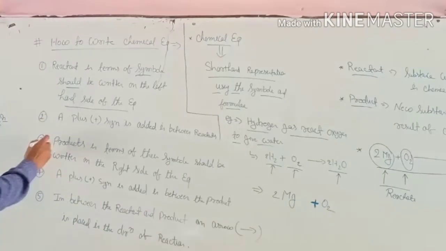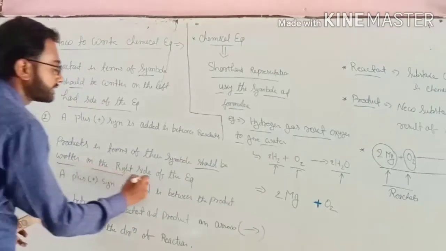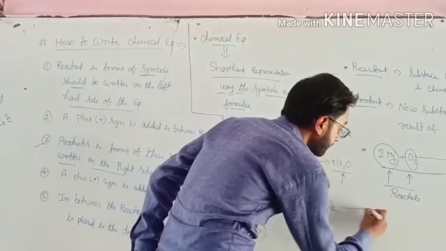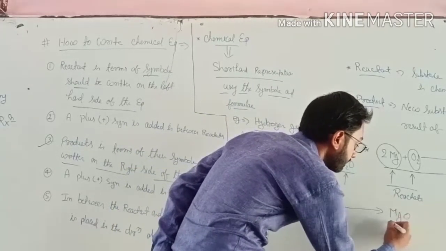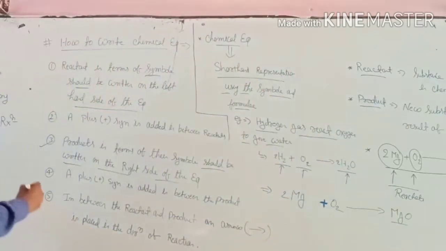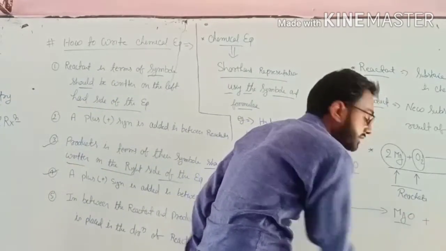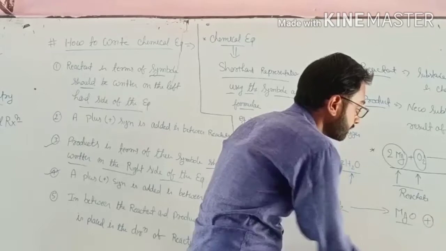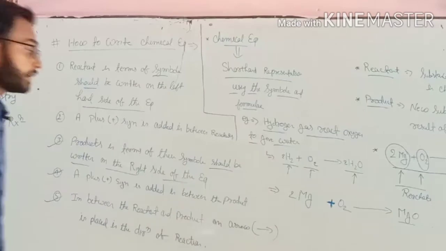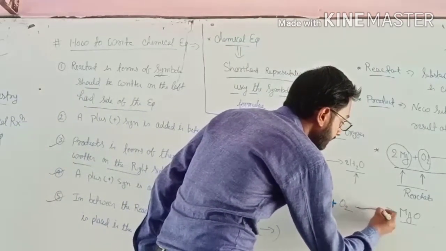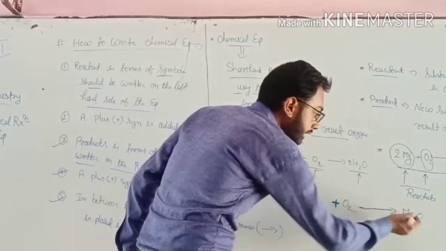And the third point tells us that products, in terms of their symbols, should be written on the right side of the equation. When we burn magnesium with oxygen, it forms magnesium oxide, so it is on the right side of the equation. And the fourth point tells us that if there is more than one product, then you should place a plus sign in between the products, but there is only one product, so we will not write it. And the fifth point tells us that an arrow is placed in between the reactants and products in the direction of the reaction, meaning from reactants to products.